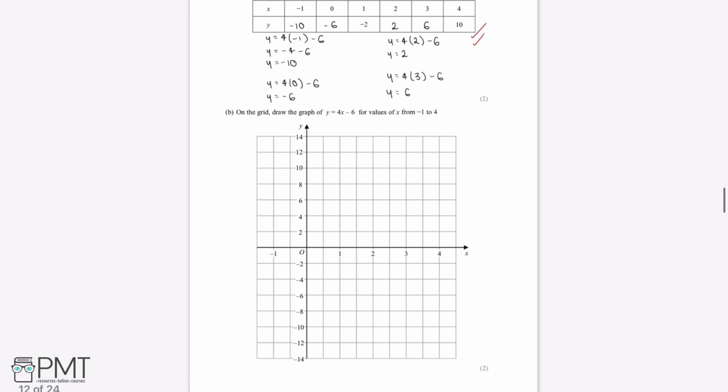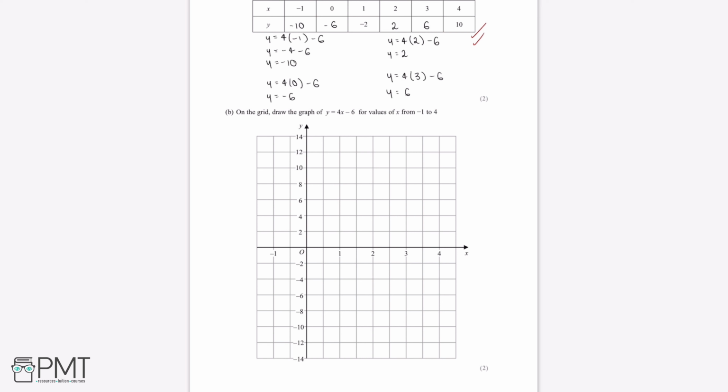On the grid, draw the graph of y equals 4x minus 6 for the values of x from negative 1 to 4. So we're going to need to use the table of values, which we filled out in the first part of this question. So if we start off with when x equals negative 1, y is equal to negative 10. So we can start plotting the points.